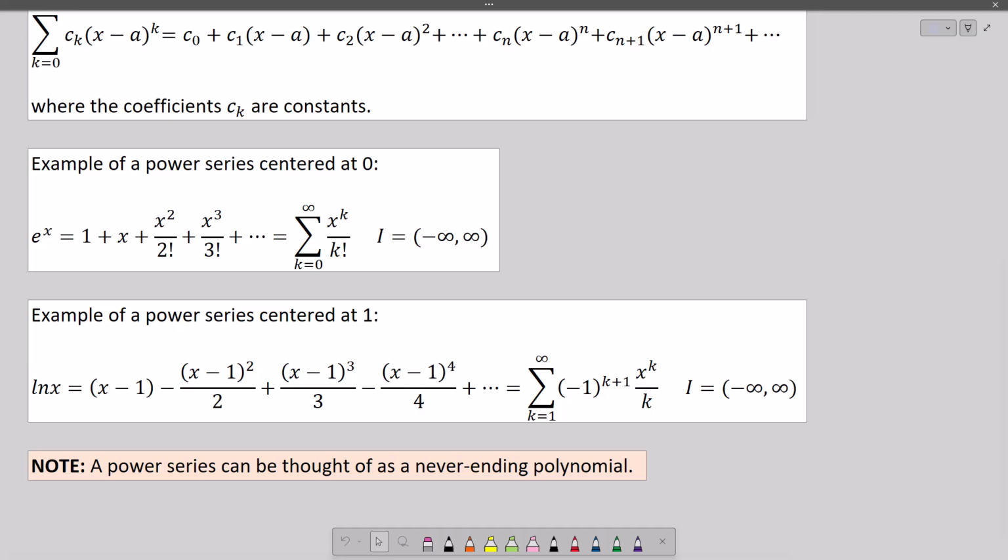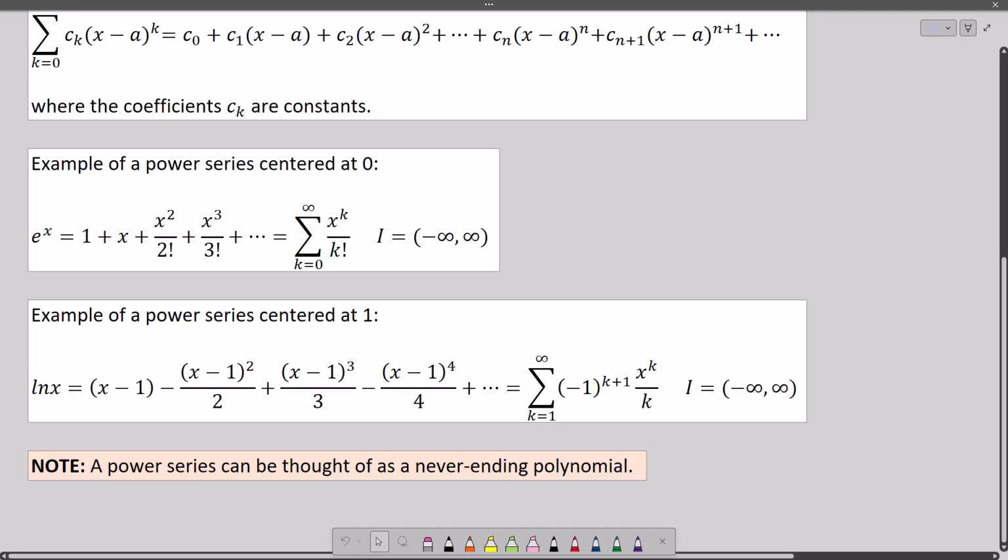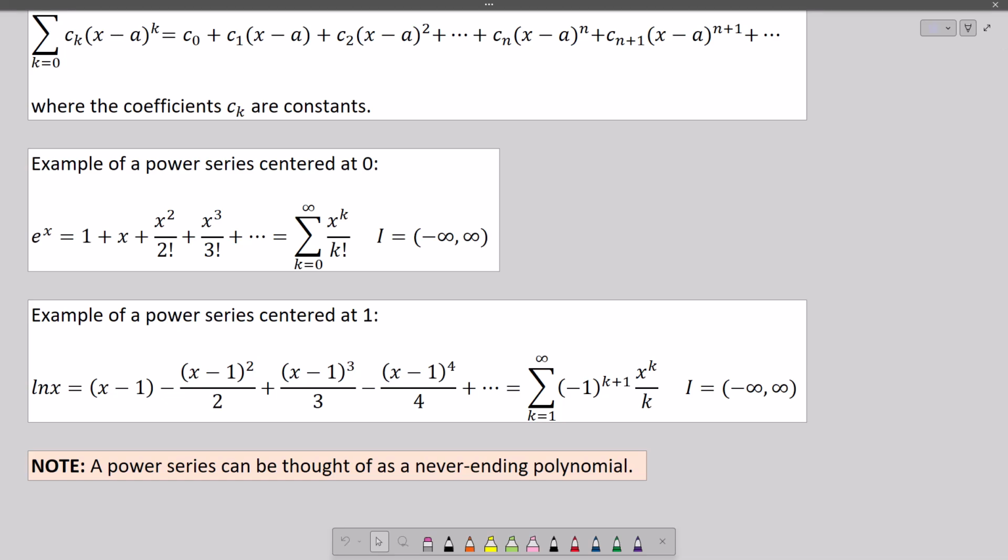It's never-ending. And it's amazing that you can write this function as a polynomial, as an extended polynomial, a generalized polynomial that goes on forever. It's kind of amazing. And so it turns out that you can have power series that are just like you can have parabolas centered at the origin, right at the origin, or you can shift them. You can do the same thing with power series.